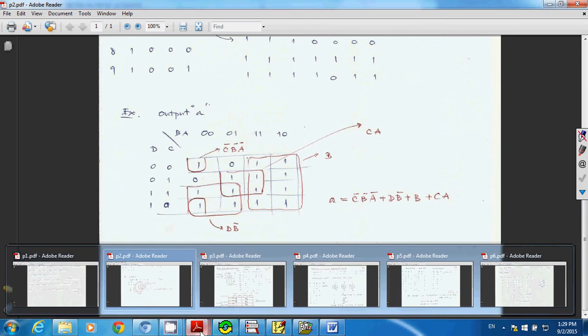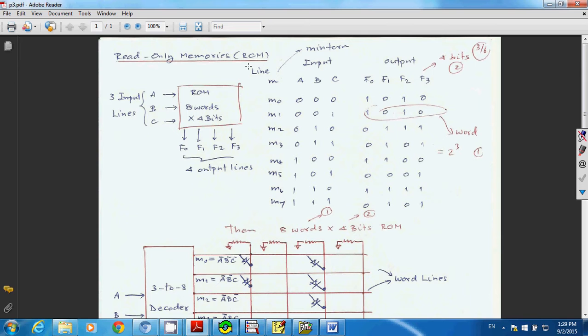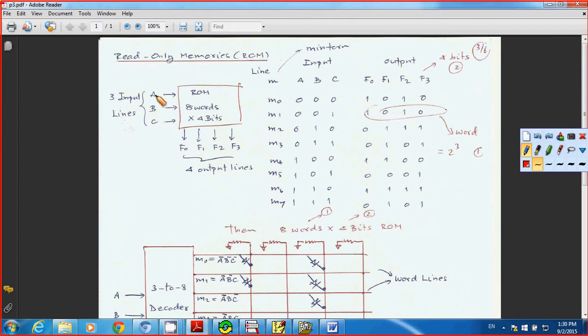Next, ROM or read-only memories. That's the basic idea. You have three input lines, the inputs A, B, and C, and then you have four outputs. That's what we call four output lines. And this type of ROM we call 8 words 4 bits. The 4 bits come from your output, that has 4 bits. And your input here, 8 words.